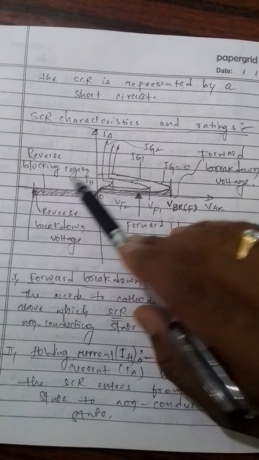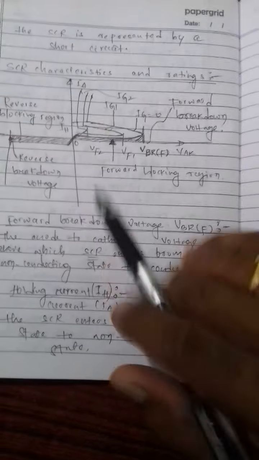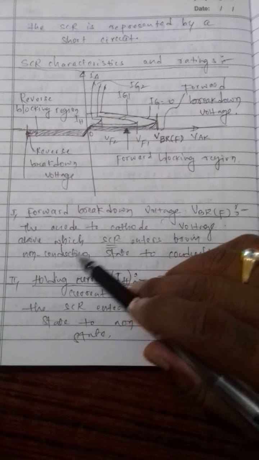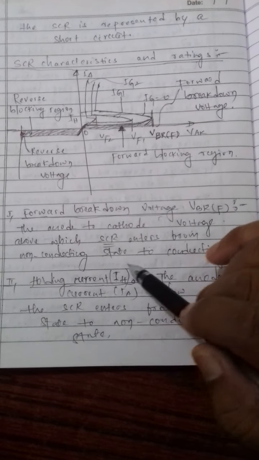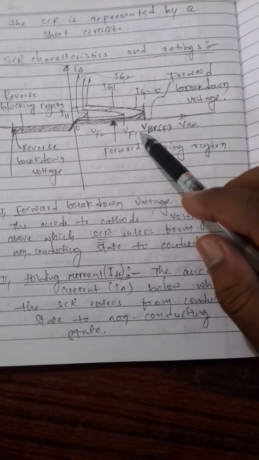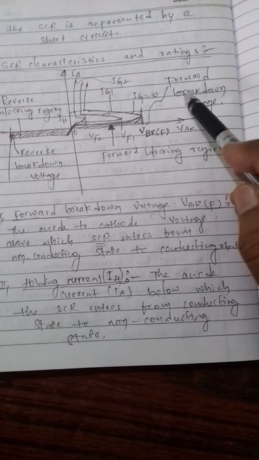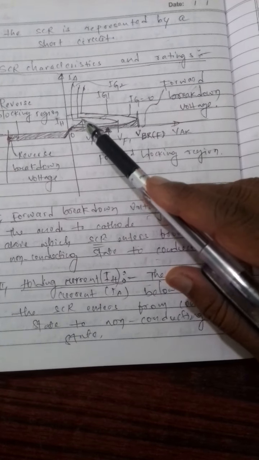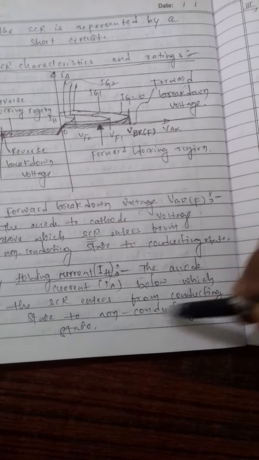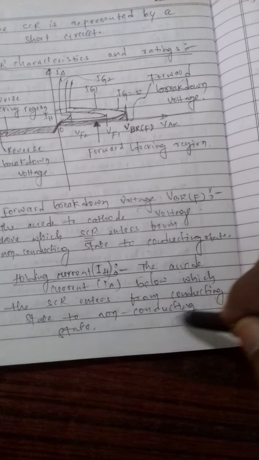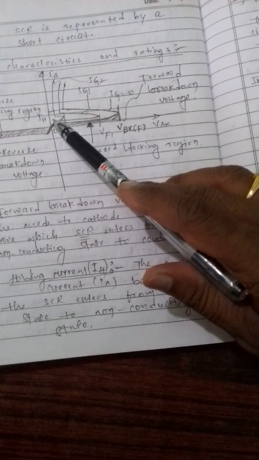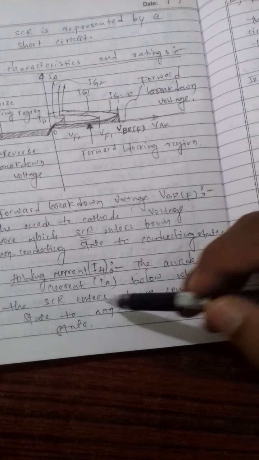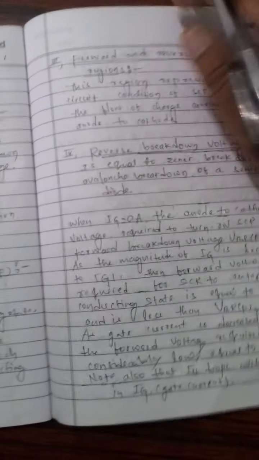SCR characteristics and ratings. Forward breakover voltage VBRF: the anode to cathode voltage above which the SCR enters from the non-conducting state to the conducting state is known as the forward breakover voltage. This is the forward breakover voltage VBRF. Holding current is the anode current below which the SCR enters from the conducting state to the non-conducting state. This is the holding current, below which the SCR enters the non-conducting state in these regions.